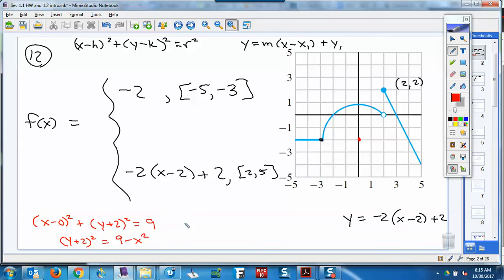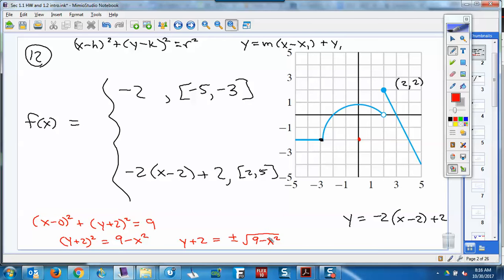And then I'm going to square root that. Now remember, when you square root, you get plus or minus the square root. But which one do we want? Positive, because we have the top half of the circle. Now we don't have the whole half of the circle, but we don't care about that, right? Because we'll take care of that in our domain. The circle will just go from negative 3 over here to 2. But we have the top half of the circle, so that's a positive square root.